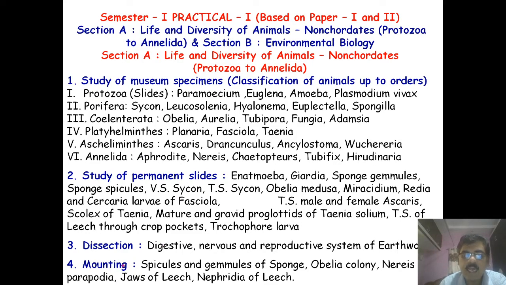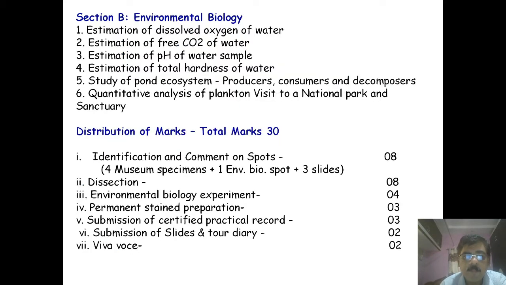Then the third one is the anatomical observation of the digestive, nervous and reproductive systems in earthworm. Then mounting: you have to prepare the slides of spicules and gemmules of sponge, Obelia colony, Nereis, Aphrodite, jaws of leech, and nephridia in leech.